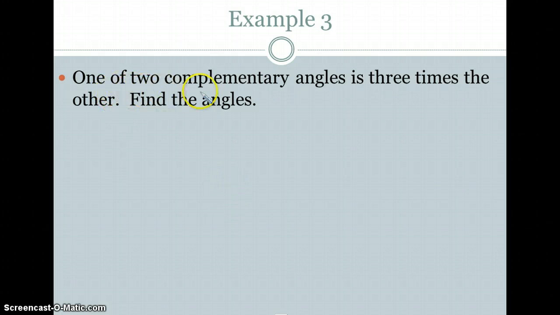The question says one of two complementary angles is 3 times the other. So I don't know what either of the angles are. I'm going to call angle 1 x. And I'm going to call my complementary angle, so I'm going to have a complement to that.